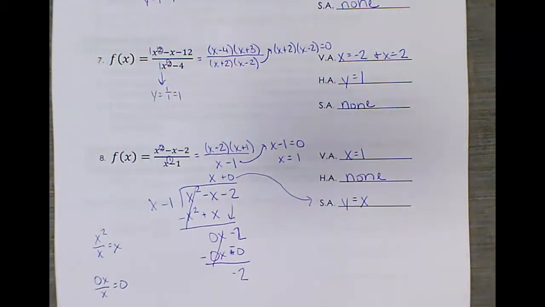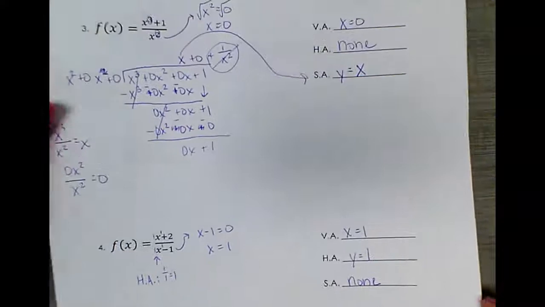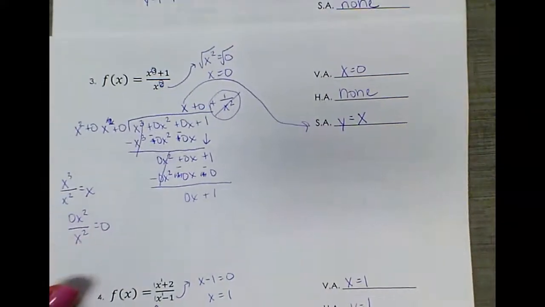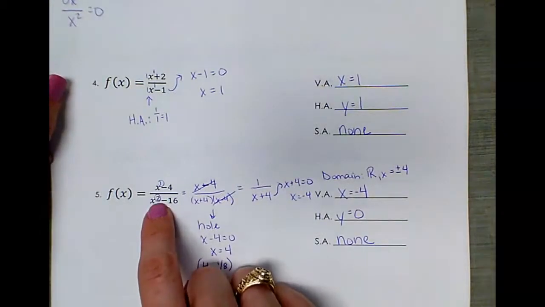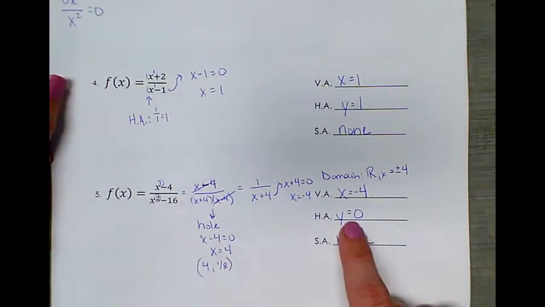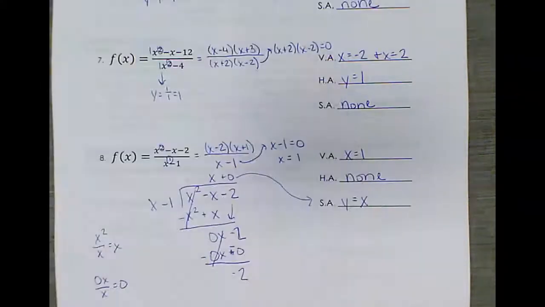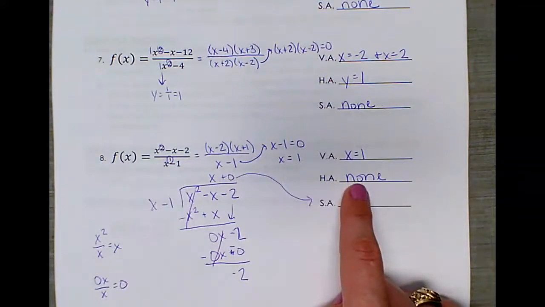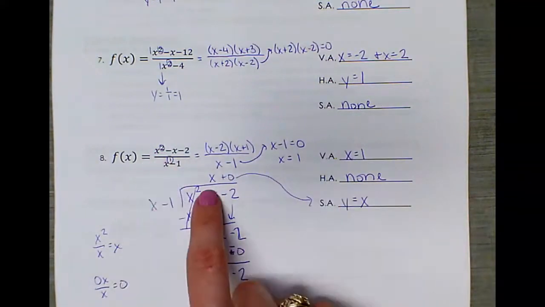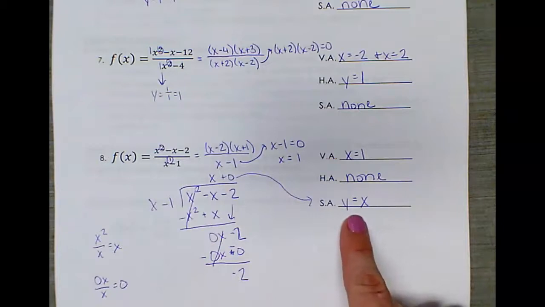If the degrees are different, perhaps the degree is bigger on the bottom than on the top, then y equals 0 is the horizontal asymptote. And if the degree is bigger on top than on bottom, then you have no horizontal asymptote. And if it's only one bigger, then you have to do long division to get your slant asymptote. So that's a quick summary of these notes.